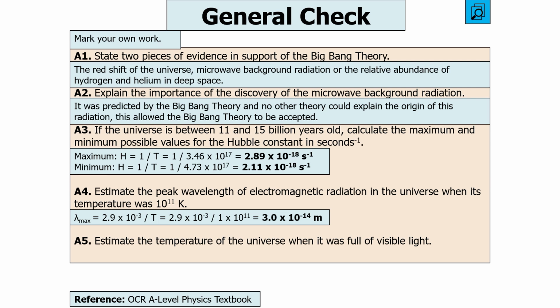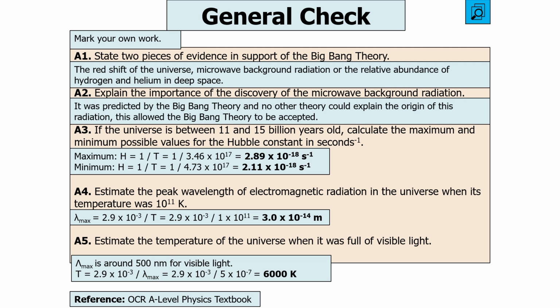In the next question, we can still use the Wien displacement law and consider the universe as a black body radiator, but this time we know our wavelength, so we can estimate the wavelength of visible light to be about 500 nanometers. That's a value you should know. Pop it into the Wien displacement law equation and we get 6000 Kelvin as our answer.